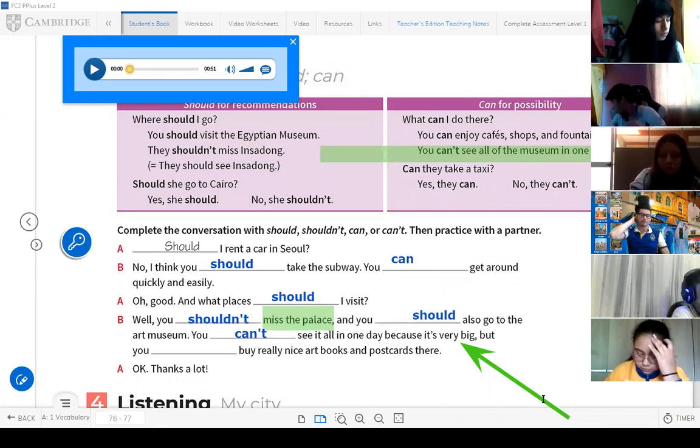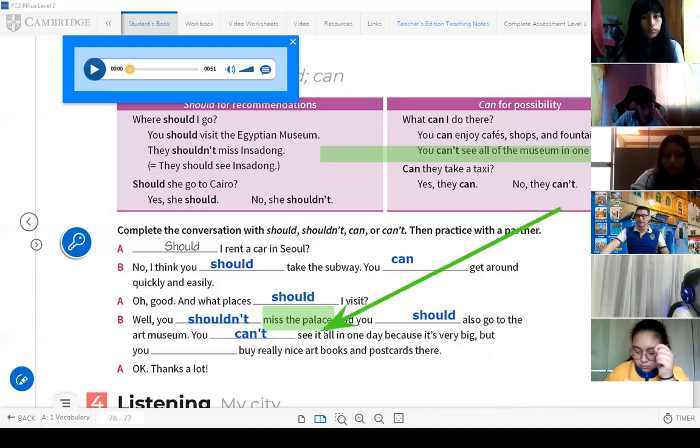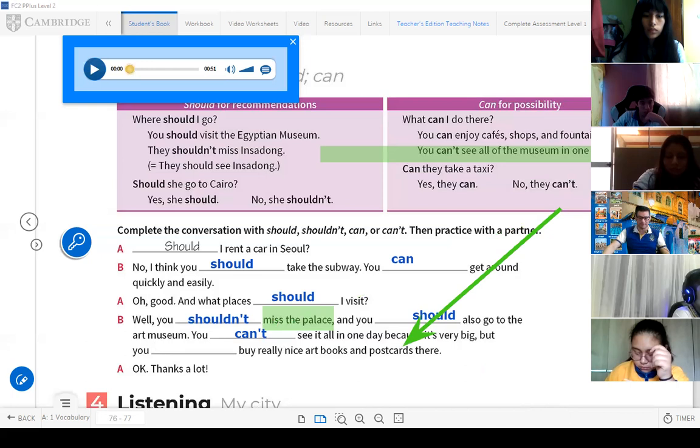¿Ok? Oh, sorry, todos los art museums que estoy hablando. You can't see it all in one day. ¿No? No vas a poder ver todos los museos de arte in one day. ¿No? It's very big. But you, ¿qué dice aquí? Buy really nice art books and postcards there. What's this? A possibility or a recommendation? Postcards. Yeah, this is a recommendation. Oh, sorry, this is a possibility, ¿verdad? Eso también es una possibility, es una posibilidad. El que puedas comprar, ¿no? Books, que puedas comprar postcards. Yeah? And you have this information on this part.